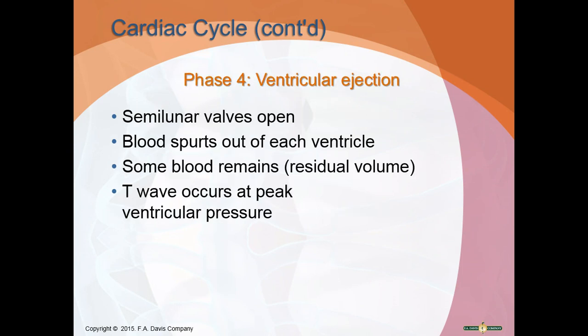So the next phase is ventricular ejection. The semilunar valves open when pressure in the ventricles is greater than pressure in the pulmonary artery and aorta. The blood spurts out of each ventricle rapidly at first and then slows as the pressure drops. Some blood remains, that's residual volume, and the T wave occurs at the peak ventricular pressure.